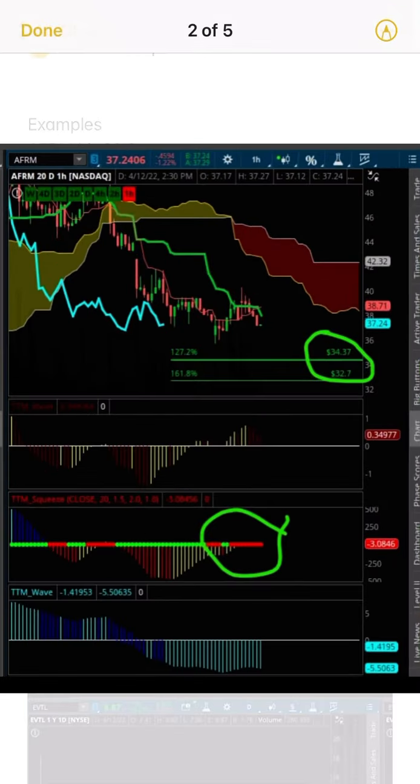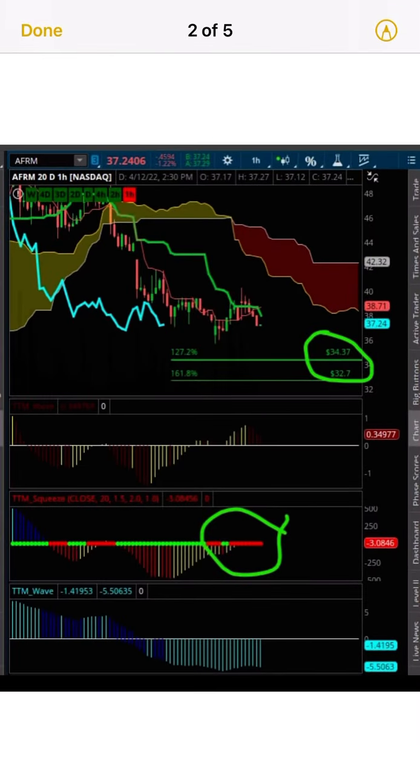So, let's look at Affirm here. And all of these ones that I posted here are ones that ended up working out, right? So this is on the hourly chart. And that's the other thing to note here. With the TTM squeeze, you can use it on any time frame, right? You can use it on the weekly, the daily, the 4-hour, the hourly, the 30-minute, the 15-minute, right? I've even used it on the 3-minute, right? When you're doing like intraday scalping, okay? But this right here is Affirm on the 1-hour chart, right?